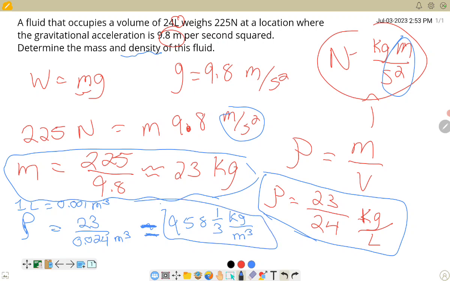So 958 1/3, and I can just change this to exactly equal to, because that's what it is, kilograms per cubic meter. Both of these are correct. So it just depends on what you're trying to do with the quantity. Perhaps later you need to do something with the quantity that requires multiplication, and it's easier if it's in cubic meters because you have some kind of cubic meter quantity rather than liters, right? So just keep that in mind.